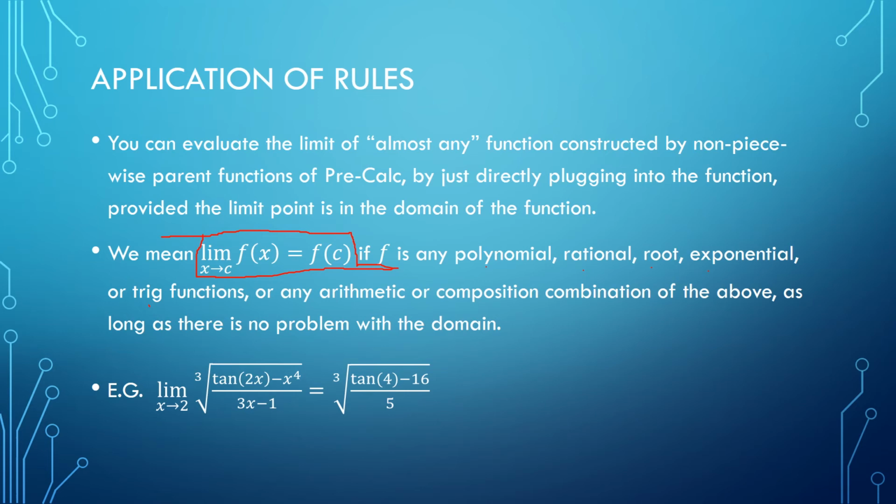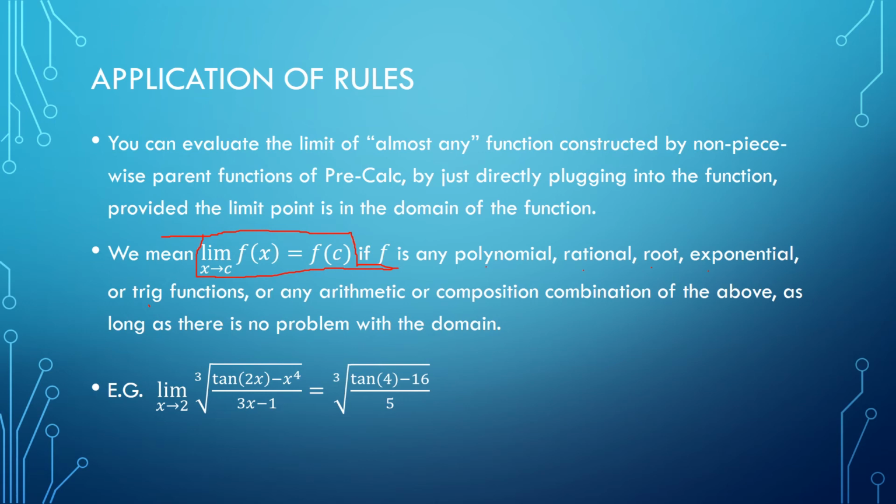Cosine, wait, I didn't talk about cosine yet. Oh, but cosine of x equals sine of pi over 2 minus x. And pi over 2 minus x, that's a linear function. And so cosine can be thought of as a composition of sine with a linear function. So that means that cosine is also continuous, just like sine.